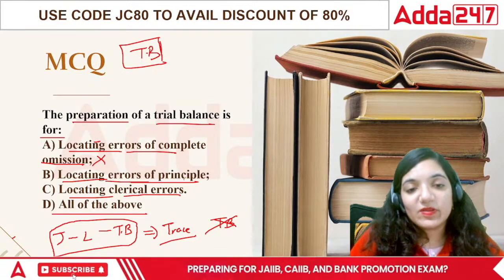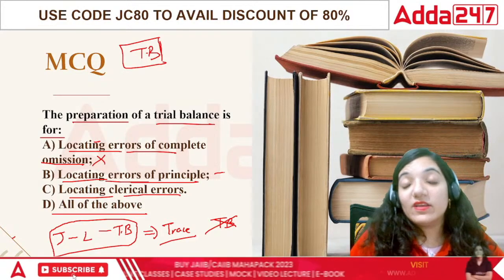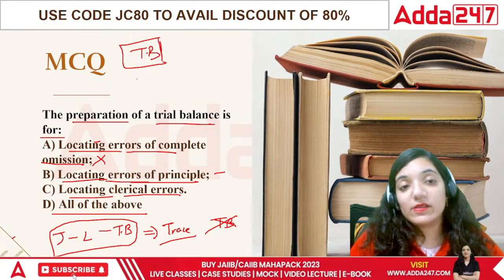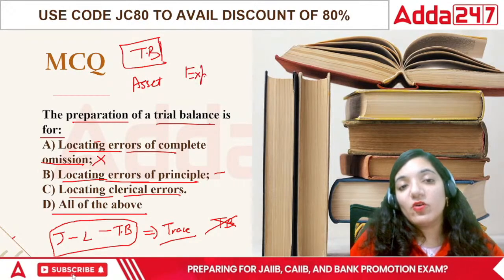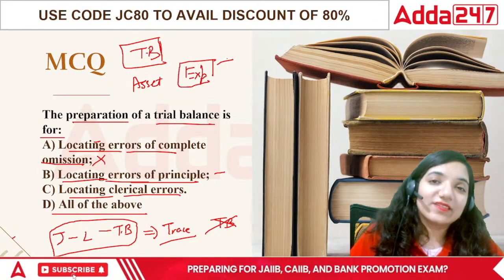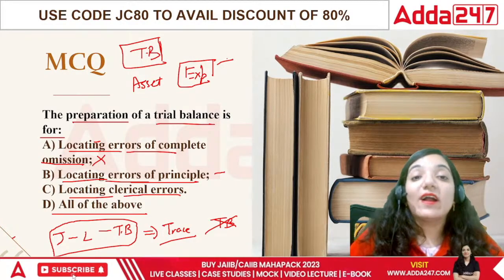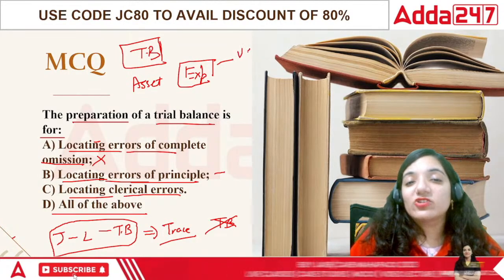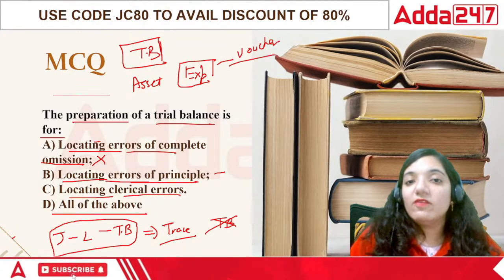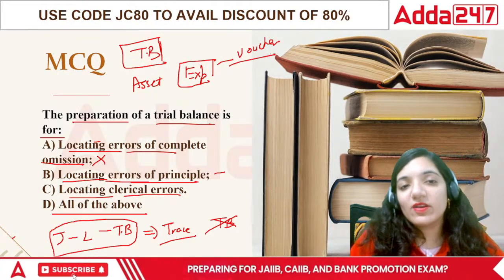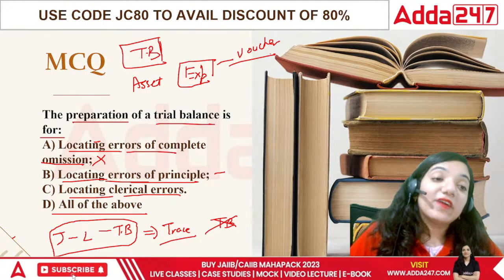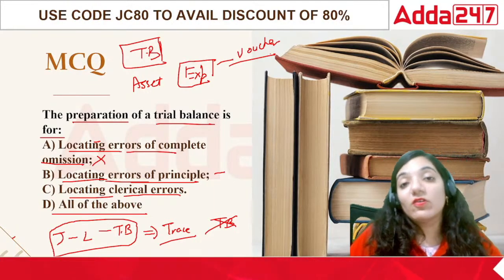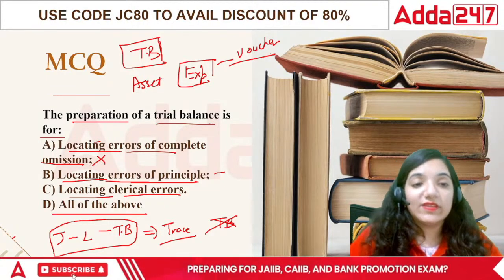Locating errors of principle. Errors of principle can also be big trouble for the organization. It's an asset which became an expense. I bought a watch and that watch is currently showing as an expense. Nobody will come to know unless we actually look at the voucher. We pay salary worth rupees 15,000 to someone, and I bought a watch worth rupees 15,000. So it is very difficult to find out whether the entry was correct or wrong till the time we go for the audit. So this part is also wrong.